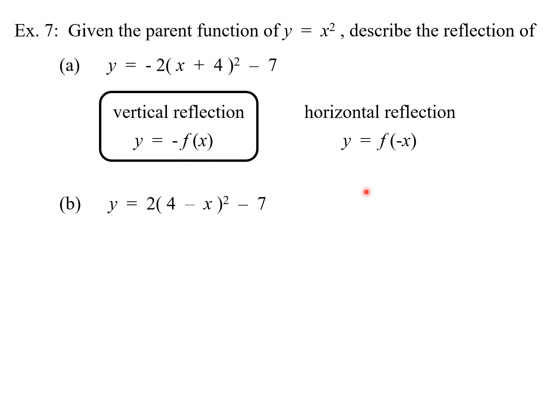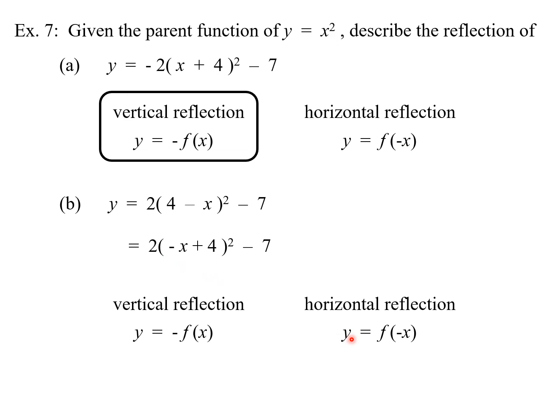Now, what about this example? Here, we have the negative sign in front of the x within the function. In fact, we could write this inside the parentheses. We could write that as negative x plus 4. So the negative sign is within the parentheses. And that makes it a horizontal reflection.